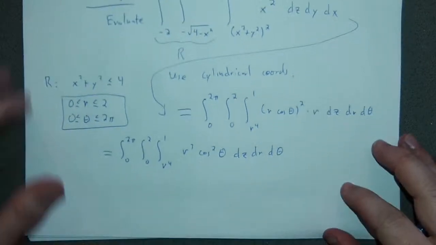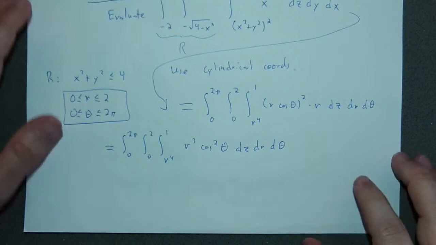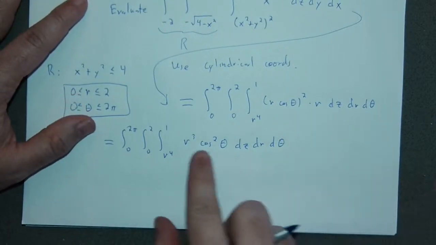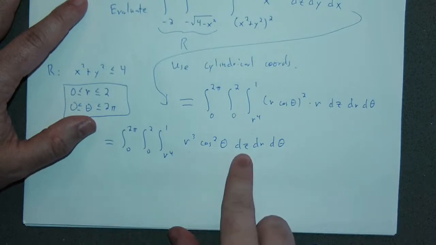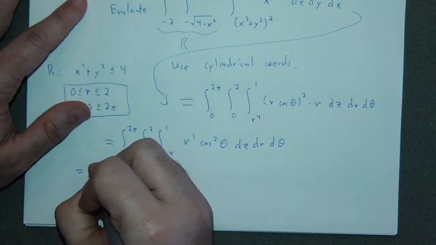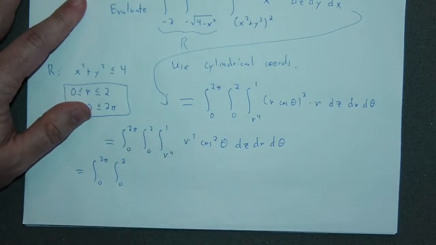Okay, now what? Well, here I'm going to integrate with respect to z. There is no z showing up here, so this is easy. So this becomes the integral from 0 to 2 pi, the integral from 0 to 2.